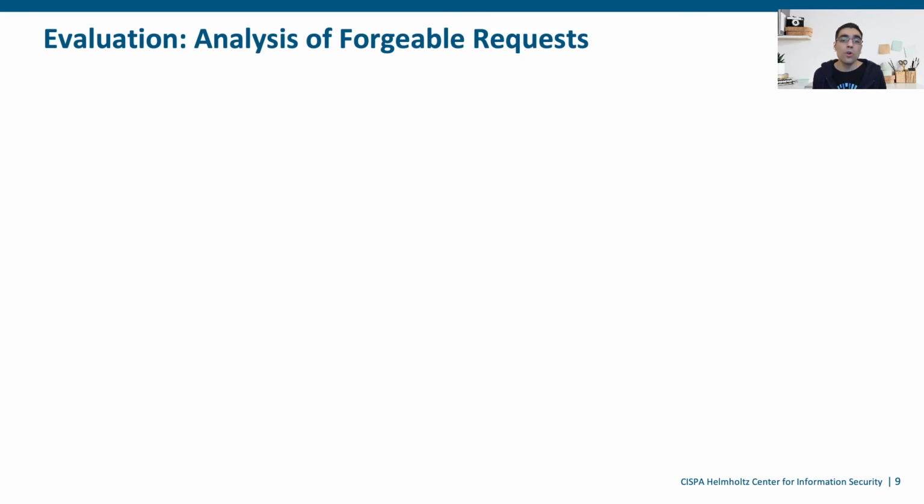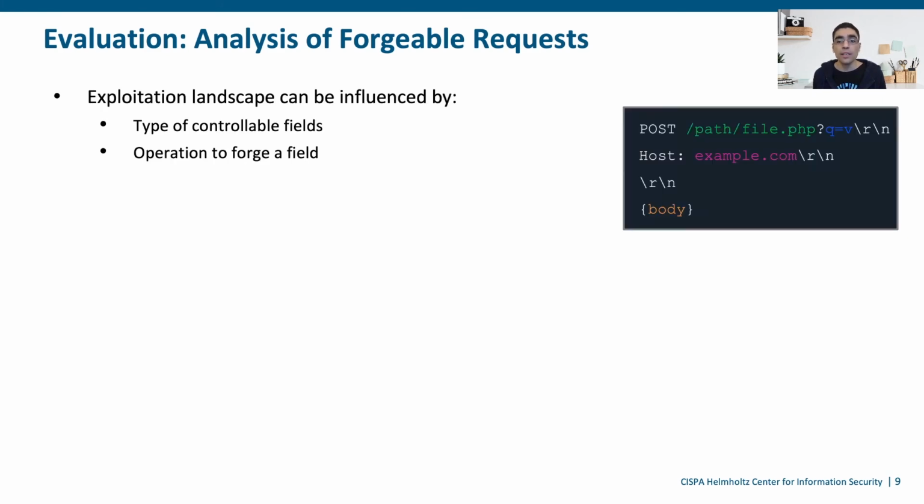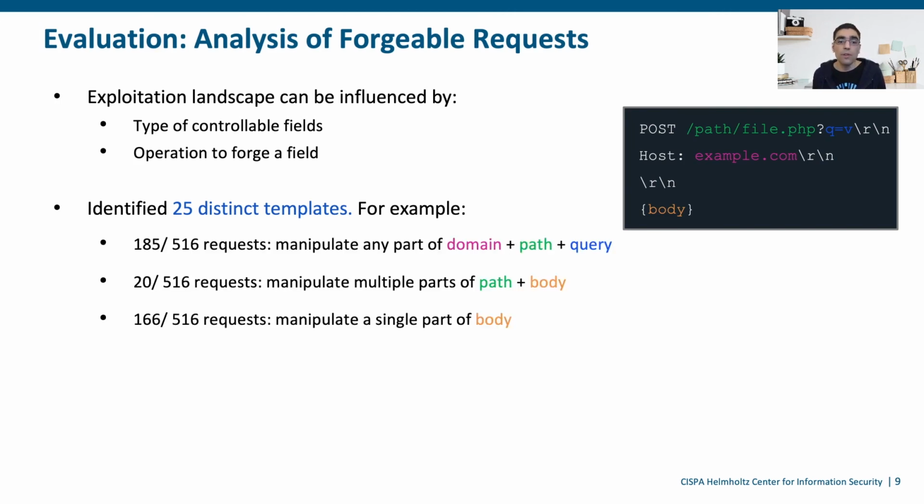Okay, so we know that there are forgeable requests and they are prevalent, but how bad is the problem? To determine this, we examine the degree of manipulation an attacker can have on the forgeable request, because the exploitation landscape can be influenced by such level of control. Specifically, we characterize HTTP requests via templates, where we encode the type and number of fields that can be manipulated, as well as the type of operation. By examining the randomly chosen 516 requests, we identified 25 distinct templates. Each template reflects the level of attacker's control on the outgoing HTTP request. Let me show you 3 examples of these templates for which we found an exploit.